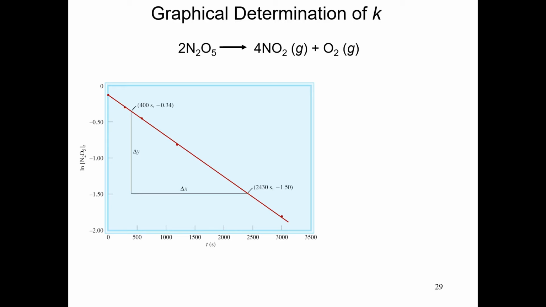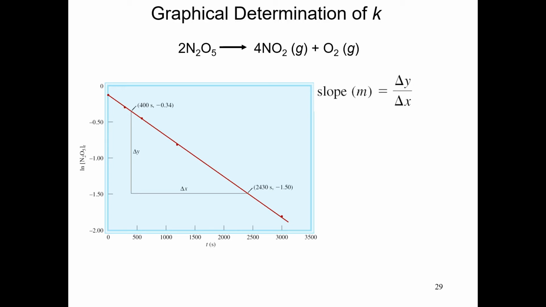Okay, so anyway, in this case, we're going to track the quote-unquote disappearance of N2O5 as the reaction proceeds. We want to find the value of k. But instead of using different data sets, we're going to use the graph here. So remember that in a straight line, the slope of the line is the change in the y variable divided by the change in the x variable.